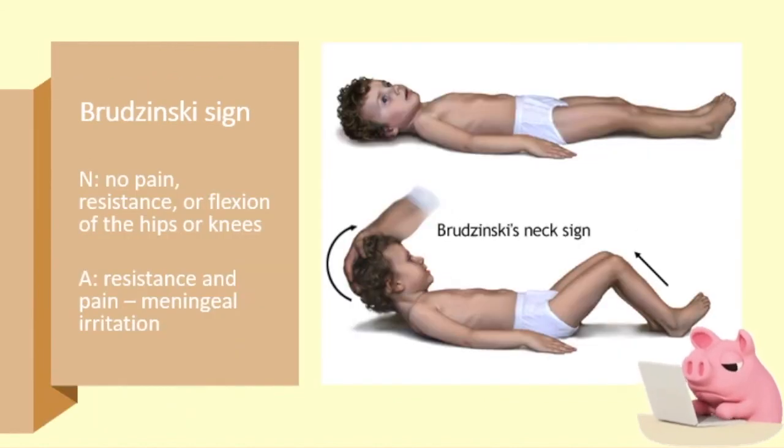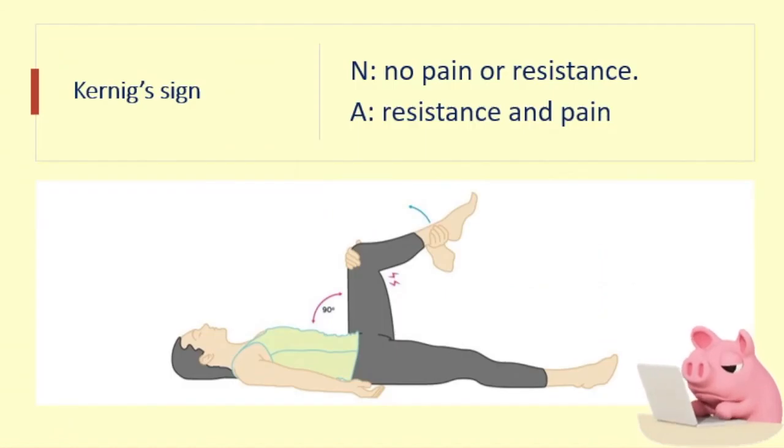Then we have your Brudzinski sign. So class, your Brudzinski sign and your Kernig sign are signs that can be found in meningitis. In your Kernig sign, the patient is placed in supine position. You are the one who would flex the knees and hips, and later on you would straighten the knee. Normally, class, there is no pain or resistance. According to the Kernig sign, with the maneuver that you did, you stretch the spinal cord and hence resistance and pain could be felt by the patient.